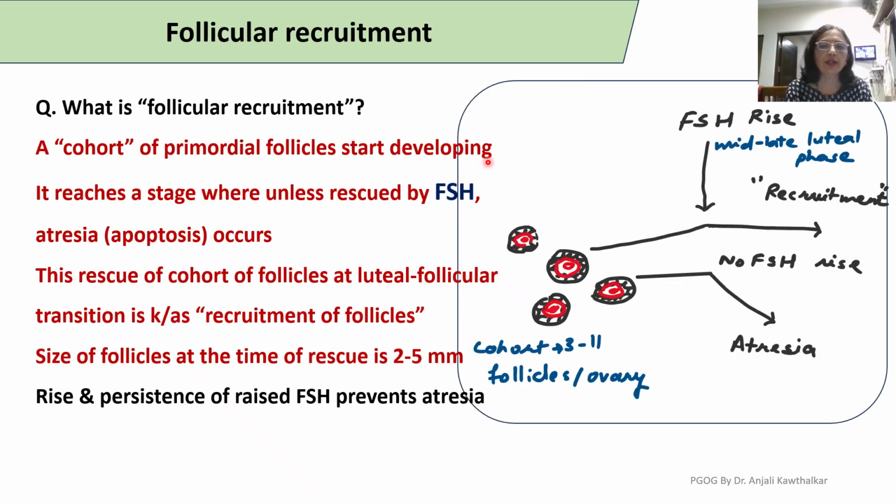Now, what is follicular recruitment? A cohort of primordial follicles start developing. A cohort is a group. Cohort of 3 to 11 follicles per ovary. In both the ovaries, a group of primordial follicles starts developing. This cohort reaches a stage where, unless rescued by FSH, apoptosis occurs or atresia occurs.